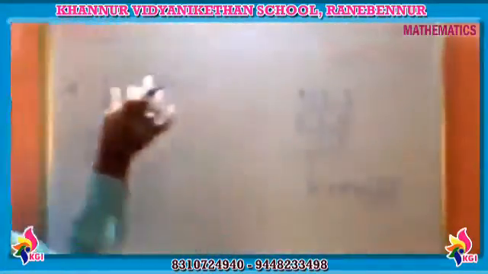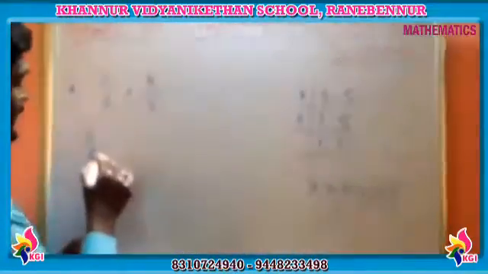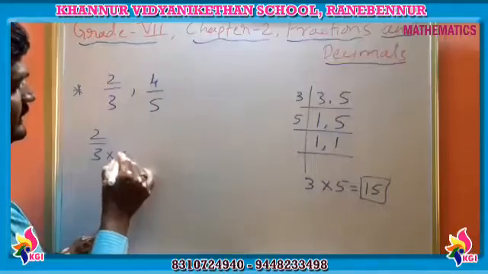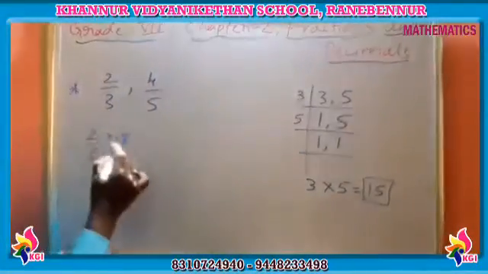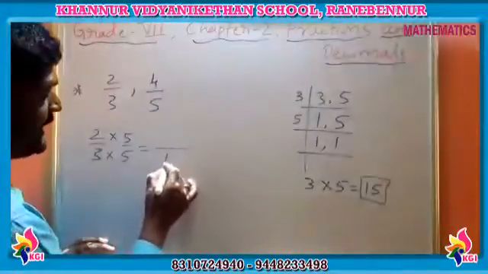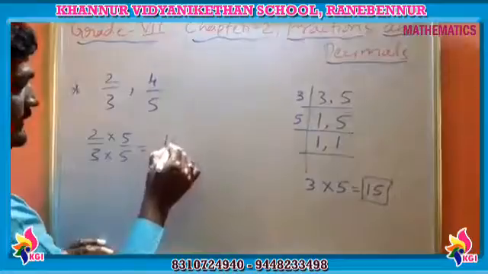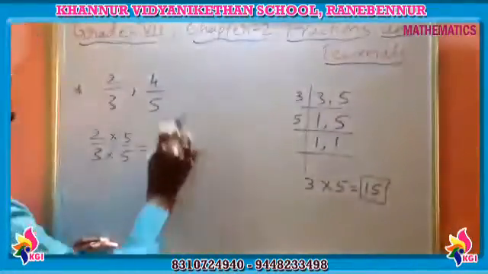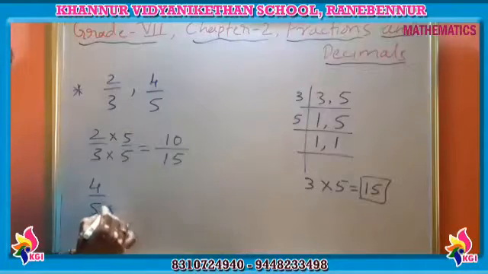So now I need to convert these denominators into 15. So 3, how much to make 15, children? 3 fives are 15. So I need to multiply this fraction by 5 to get the denominator as 15. So 3 fives are 15, and 2 fives are 10. It is a new fraction that I got. The next one is 4 divided by 5.